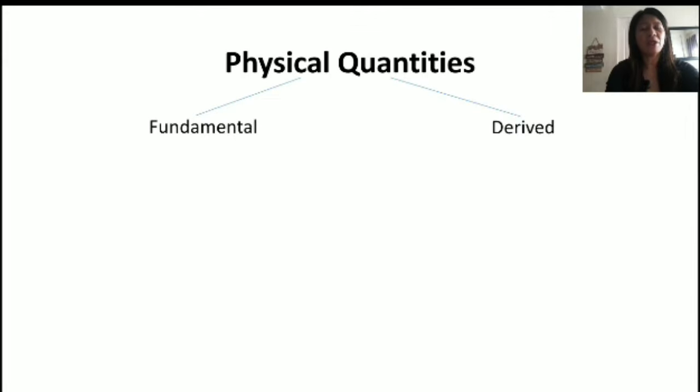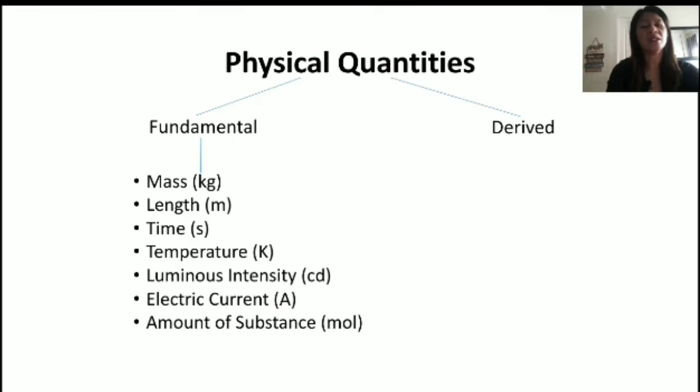So what are we measuring? We are measuring physical quantities, which are divided into two groups: the fundamental and the derived quantities. For fundamental, we have 7 fundamental quantities. These are the following. One is mass. Mass may be expressed in many different units, but the fundamental unit of all these is the kilogram. Another is length. The fundamental unit is the meter.